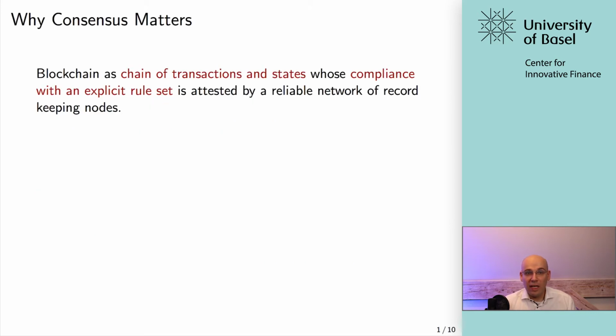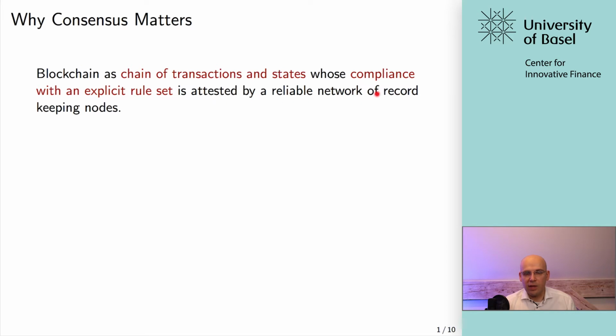A blockchain really is a chain of transactions and states. So you have these individual blocks that are in a clear sequence, and each of these blocks contains updates. And when you have this sequence, then you can recompute the exact state of this blockchain, the exact state of this database. And these updates or transactions to states are both in compliance with an explicit rule set, and this rule set is attested by a reliable network of record-keeping nodes.